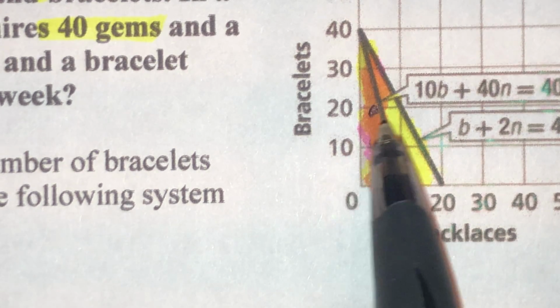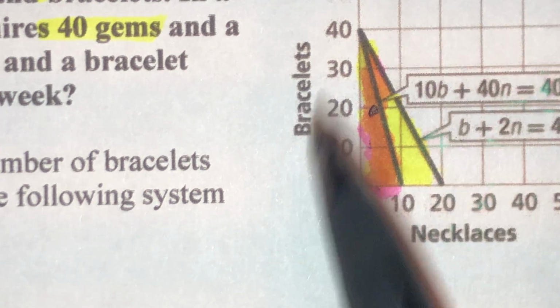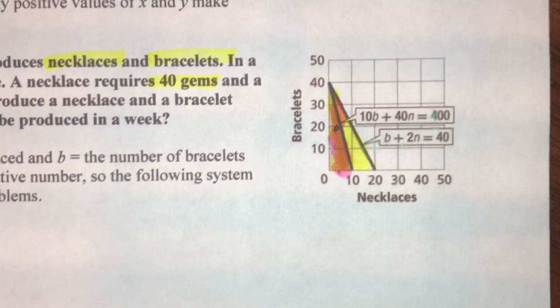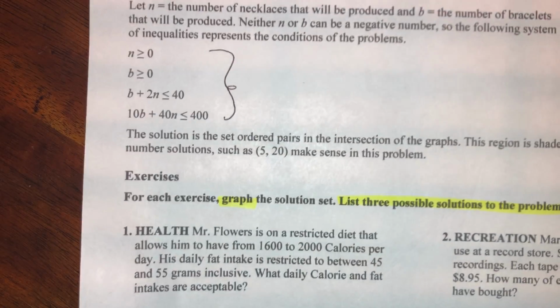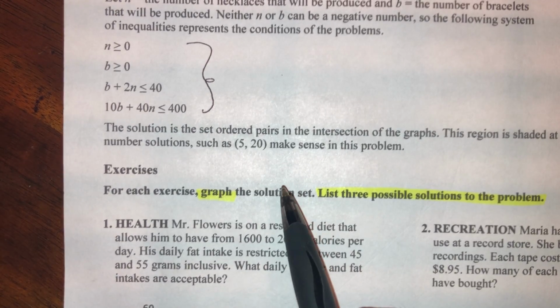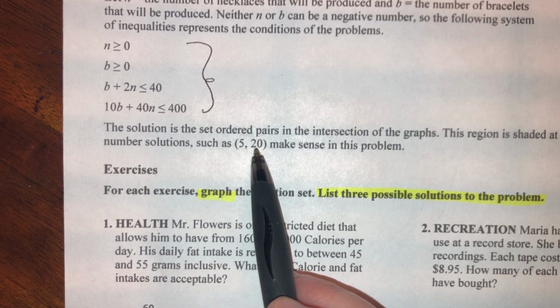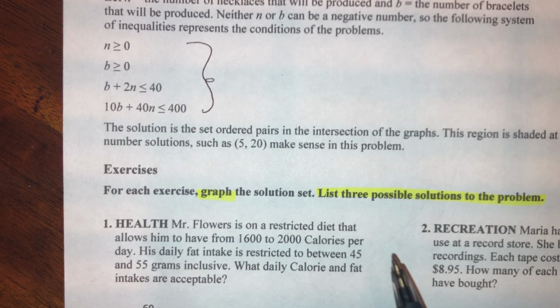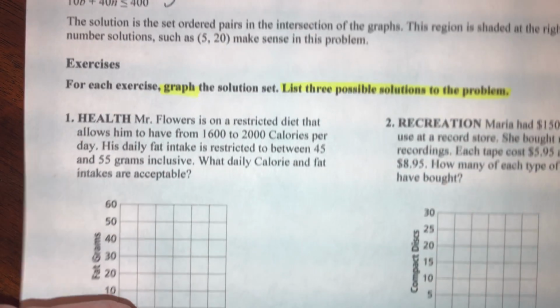So any ordered pair in this shaded region where everything overlaps that consists of whole numbers only, no decimals, those are your solutions to this word problem. So we could make 5 necklaces and 20 bracelets, and that would fit all the constraints that we have up here. Okay, so let's do 2 here on our own.